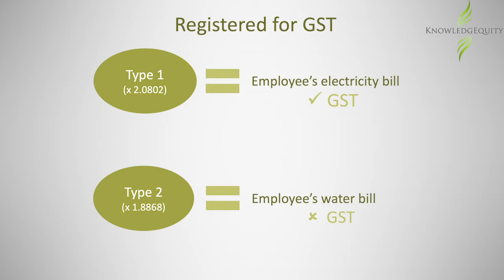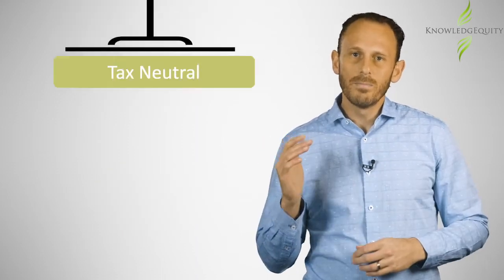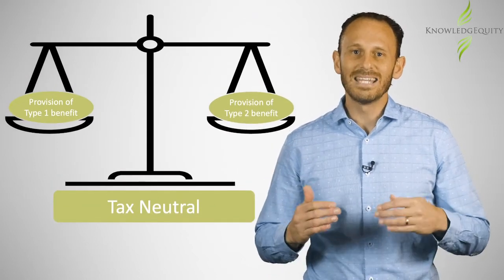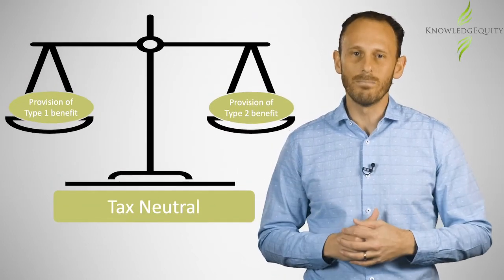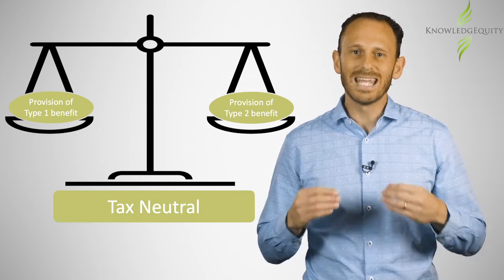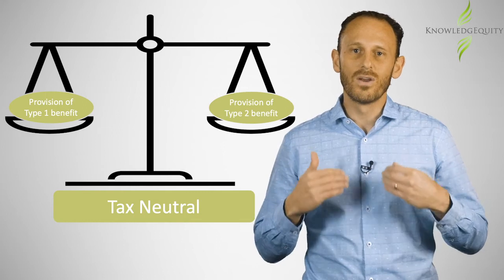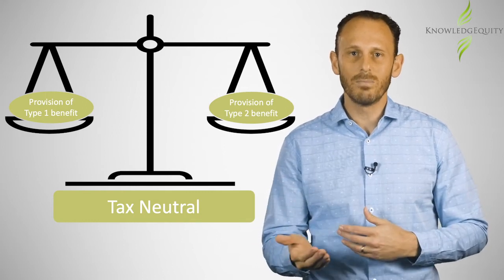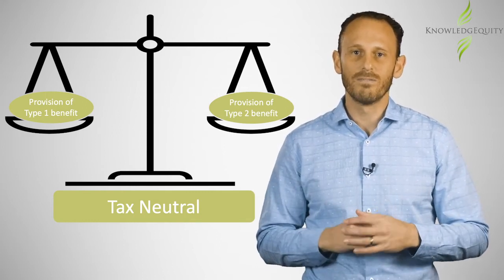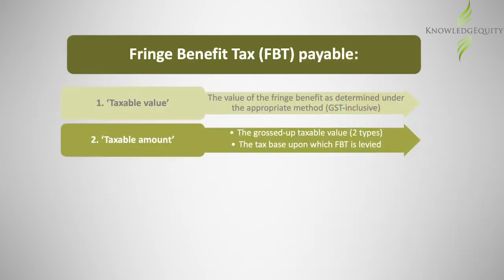Why is the Type 1 gross up rate higher? Because the GST registered employer gets a benefit in the form of an input tax credit. So as to equalise this, there is a higher gross up rate so that a greater amount of FBT is payable and the net tax result for the employer is the same.